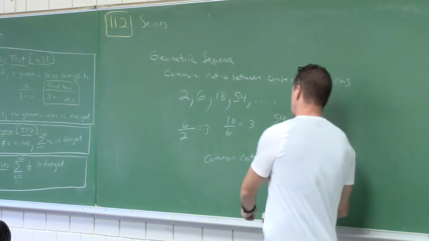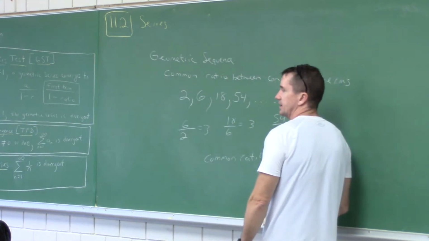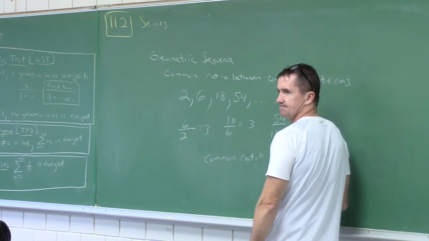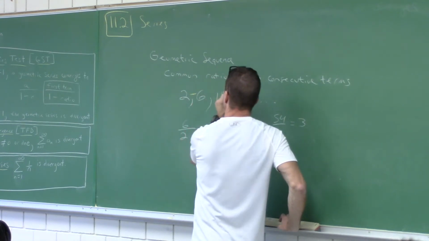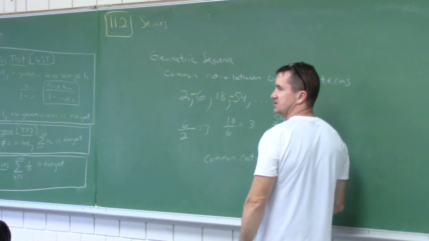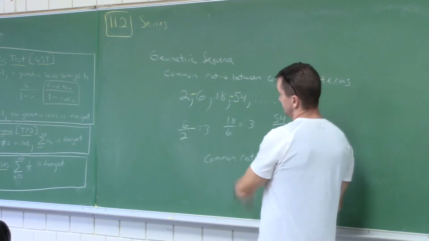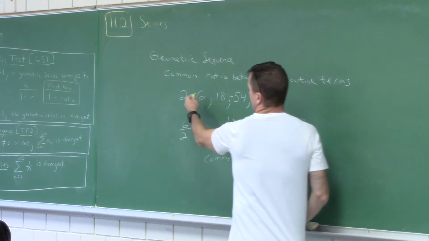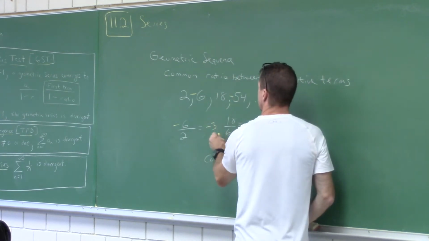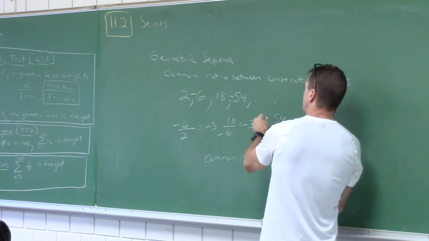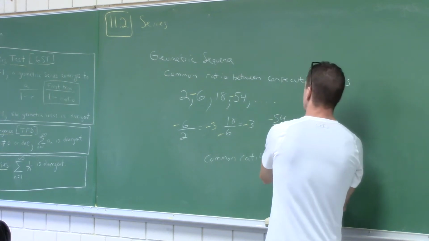Now, can they alternate? Yes. So I'm going to give you an example. What if this was negative, this was positive, this was negative? Well, what are the ratios? Is this a geometric sequence? What's negative 6 over 2? Okay. What's 18 over negative 6? What's negative 54 over positive 18?